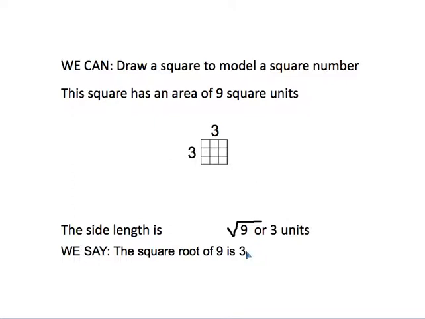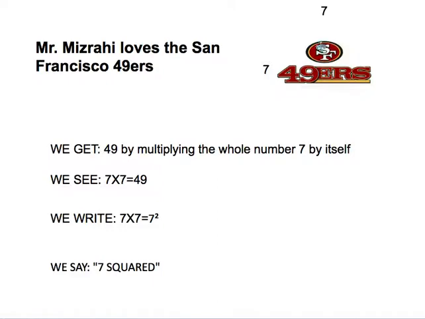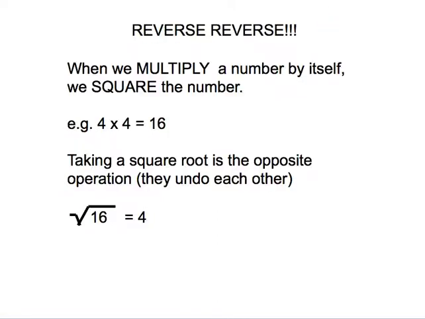So when I'm looking at a squared number, I'm multiplying it by itself, 3 times 3, to give me my squared number, which is 9. But if I'm taking the square root, I'm taking a look at the number to find out which number multiplied by itself will give me this number. And the square root of 9 is 3. Just like the square root of 49 is 7. Okay, the square root of 16 is 4. Okay, so when we multiply a number by itself, we square the number.